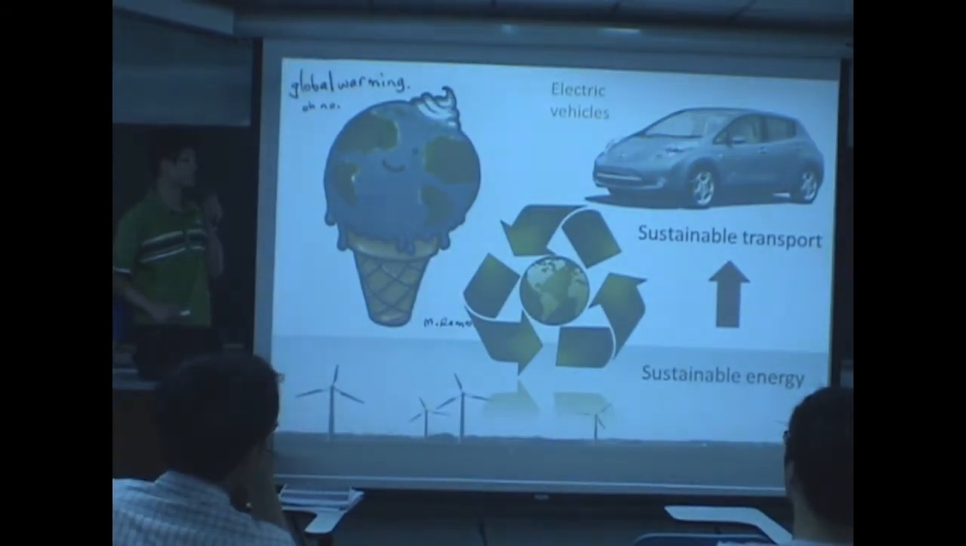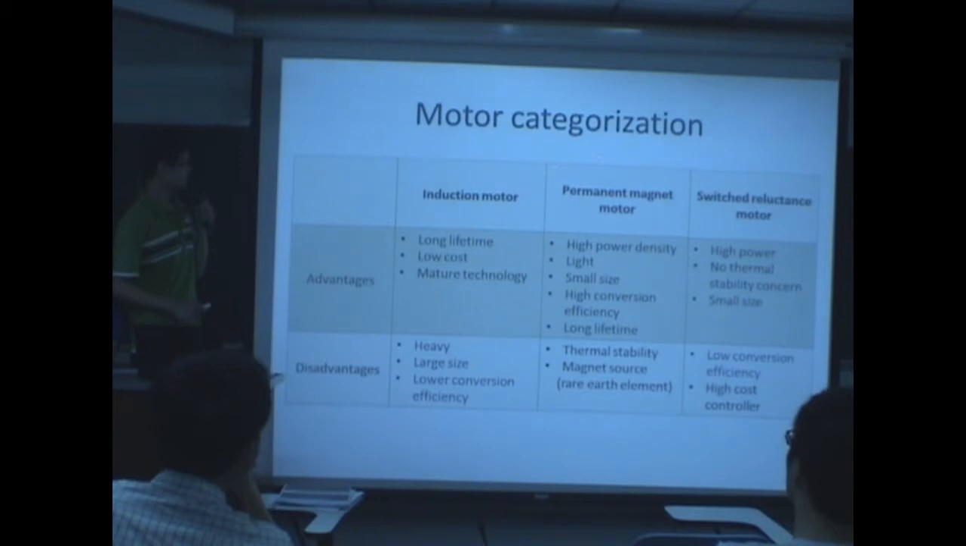There are many components in an electric vehicle, and the motor is one of the most important components that will affect the performance of the electric vehicle greatly. These are three common motor types we use in electric cars. They are the induction motor, permanent magnet motor, and switch reluctance motor respectively. And this table shows their pros and cons.